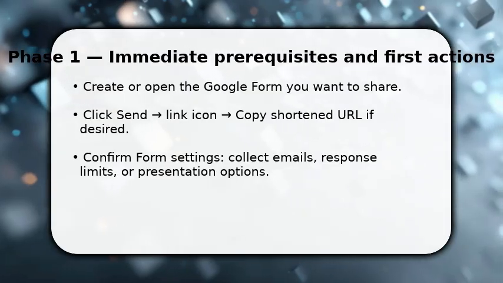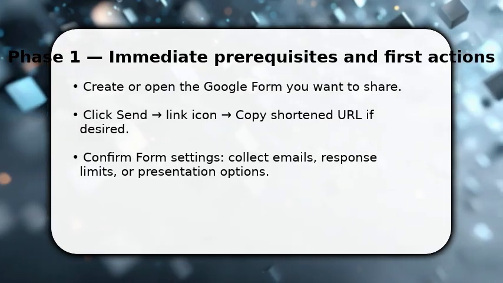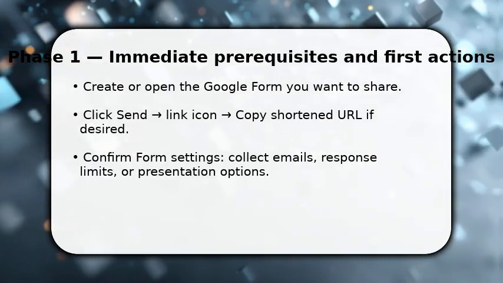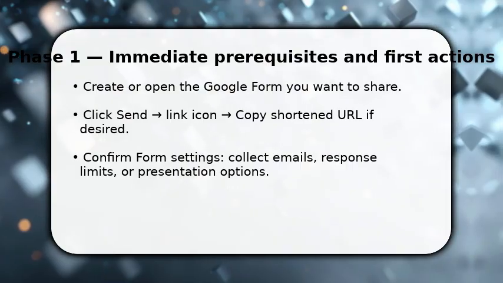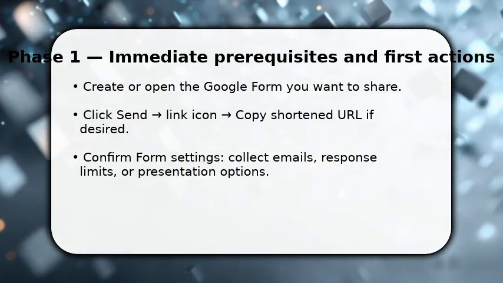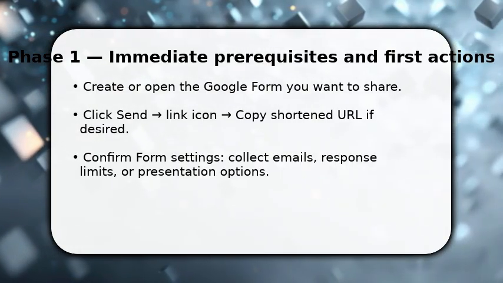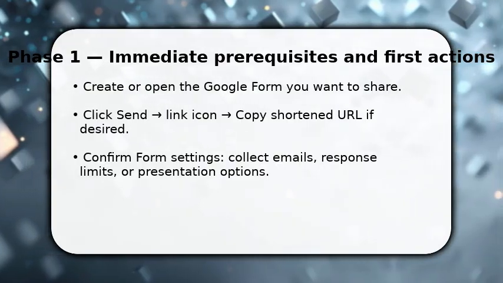You start by preparing the Google form you'll add to Linktree. Open the form, check settings, collect emails or limit responses if you need that data, because Linktree will simply host the link. Once done, click Send, then the link icon and copy the URL.